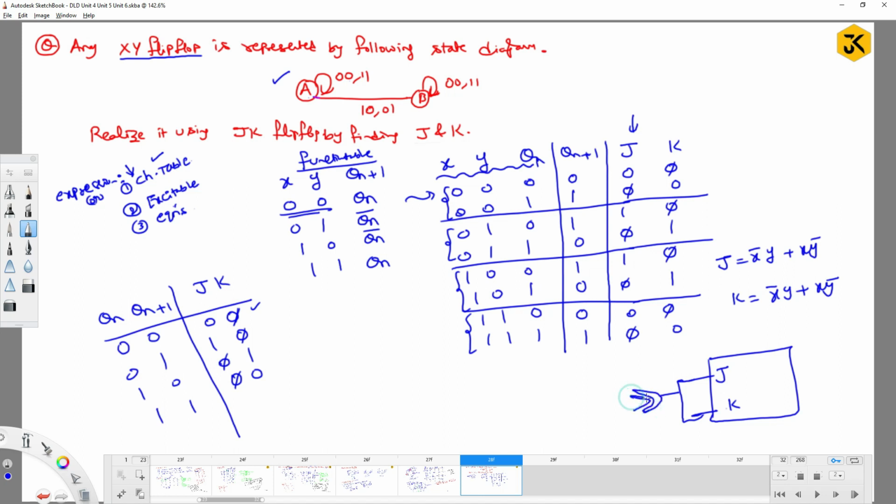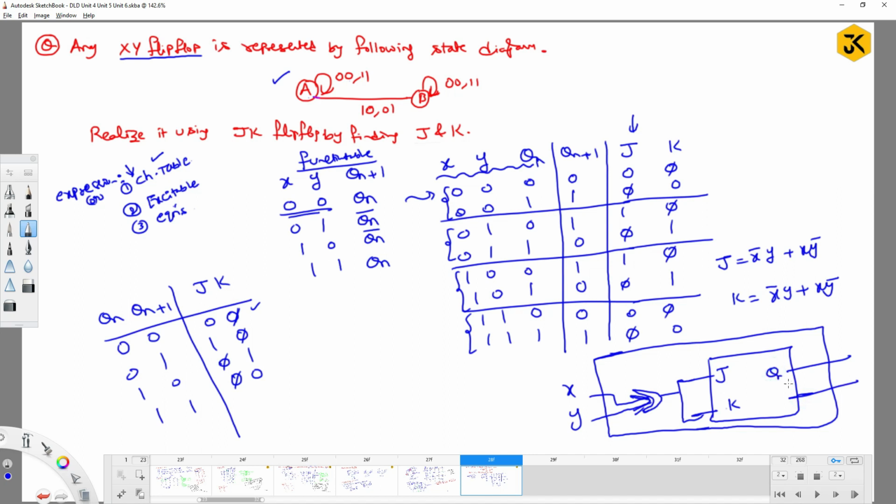Don't worry about the circuit diagram, just understand how it behaves. It's a kind of XOR, with x and y as the inputs. That's it. This is the corresponding circuit diagram for the given flip-flop, with outputs Qn and Qn bar. I hope you understood clearly. Thank you.